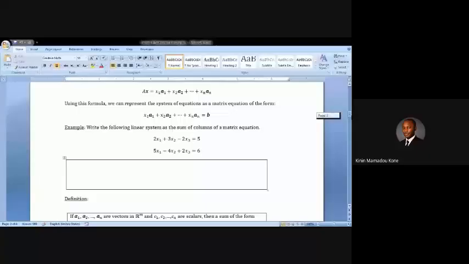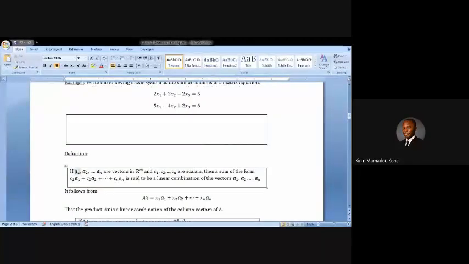So, definition. Notice that when you write a bold face capital letter like a sub 1, we mean the column vector a sub 1. If you write it with an arrow on top, it means the row vector a sub 1. So if a sub 1, a sub 2, through a sub n are vectors in Rm, and c sub 1, c sub 2, through c sub n are scalars, then a sum of the form c sub 1 a sub 1 plus c sub 2 a sub 2 plus through c sub n a sub n is said to be a linear combination of the vectors a1, a2, and an.